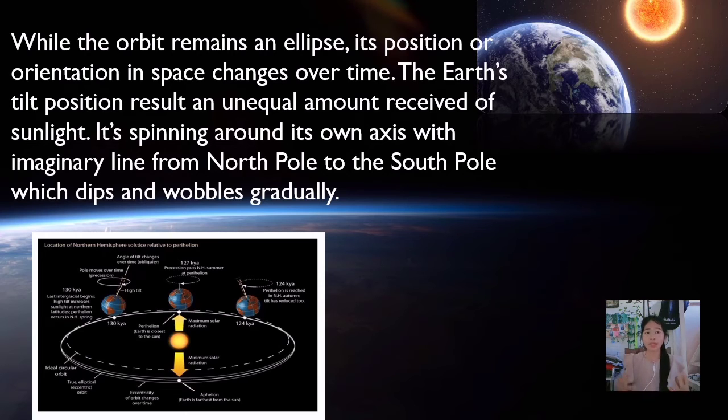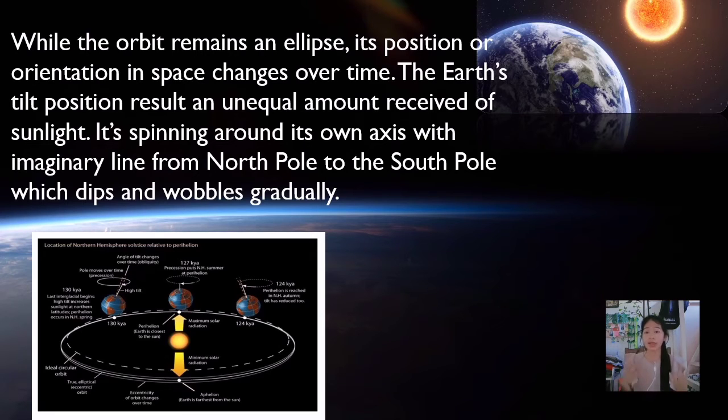So while the orbit remains an ellipse, actually guys, the orbit is the curved path which the celestial objects, or let's say the planets, travel around. But then, it says that it remains an ellipse. Actually, the path is not a perfect circle, it is actually a regular oval shape. So its position and orientation in space change over time, so there is still a position that results in an unequal amount of sunlight received.